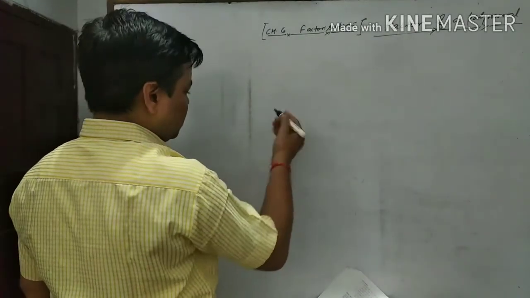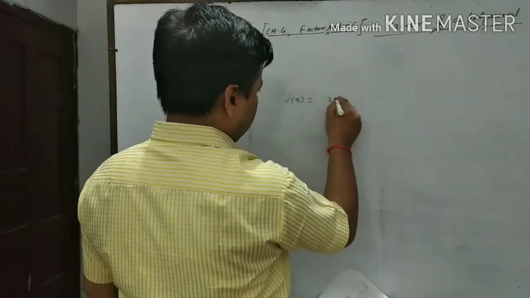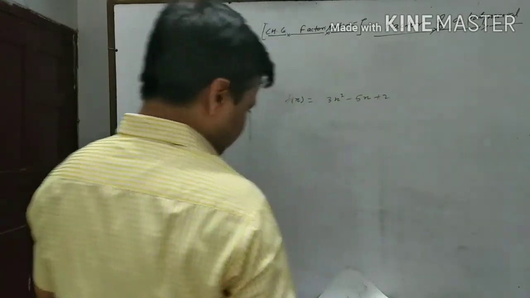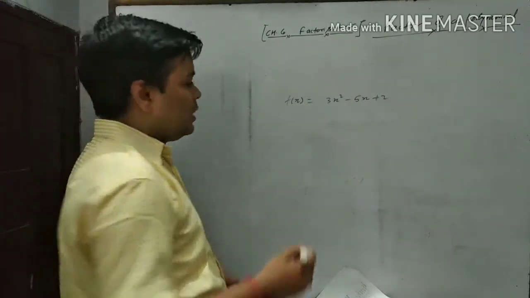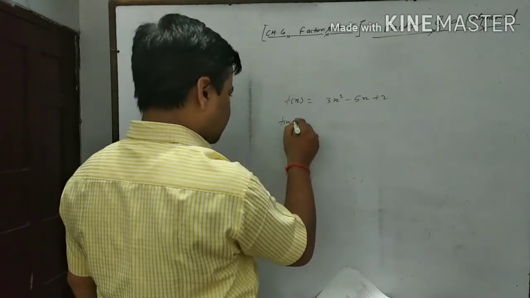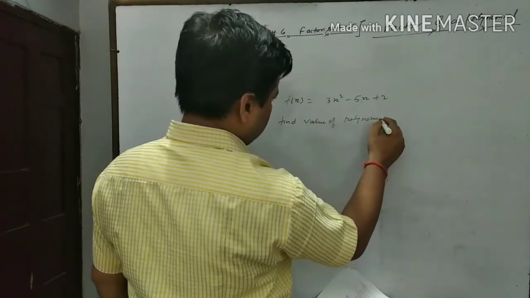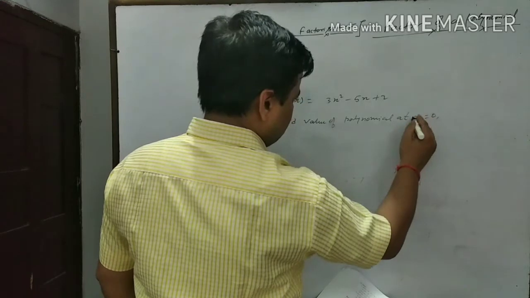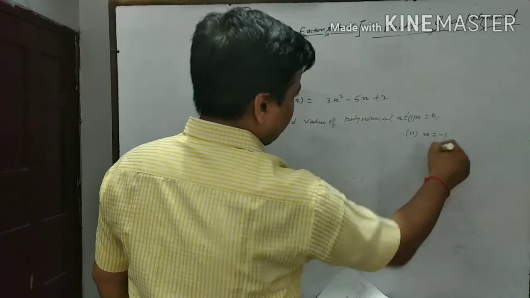One more example: if we have a polynomial like 3x square minus 5x plus 2, a quadratic polynomial in variable x, and we want to find the value of the polynomial at x is equal to 0. This is the first question. Second question, at x is equal to minus 1.